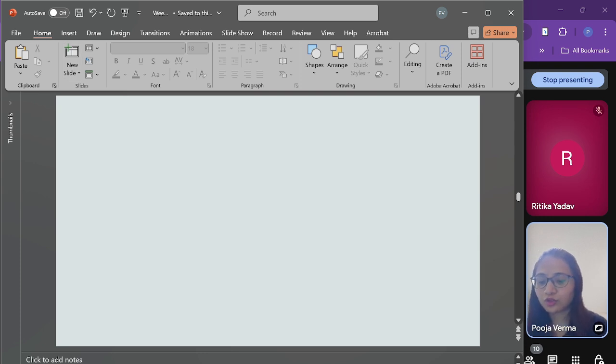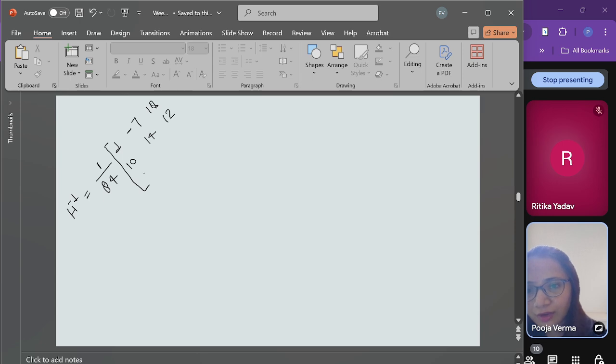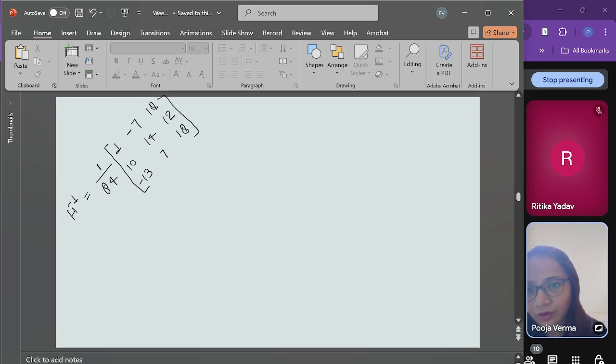Okay, so we have calculated the adjoint of H. Now we need to calculate H inverse. So for H inverse, it is 1 by the determinant, that is 84, times the adjoint of H. So 1, minus 7, 18, 10, 14, 12, minus 13, 7, 18, right?